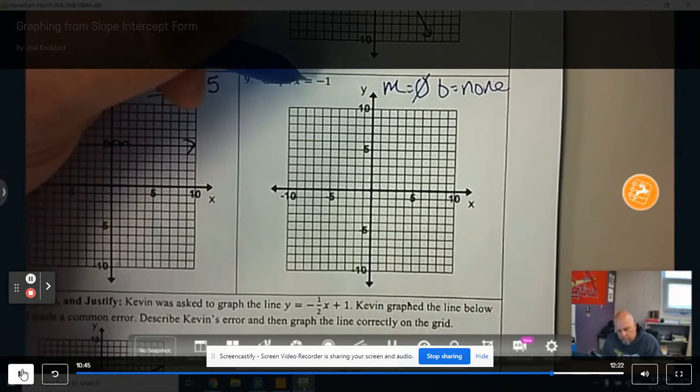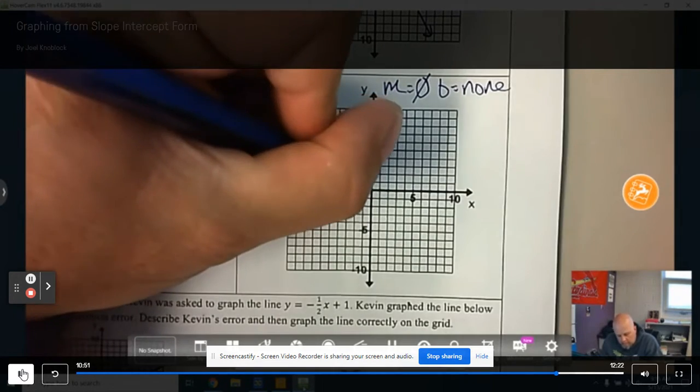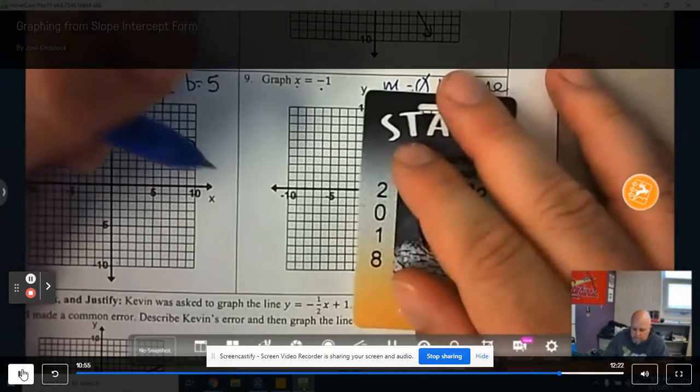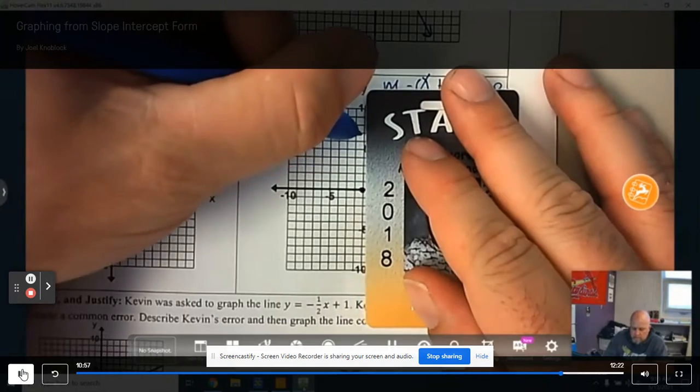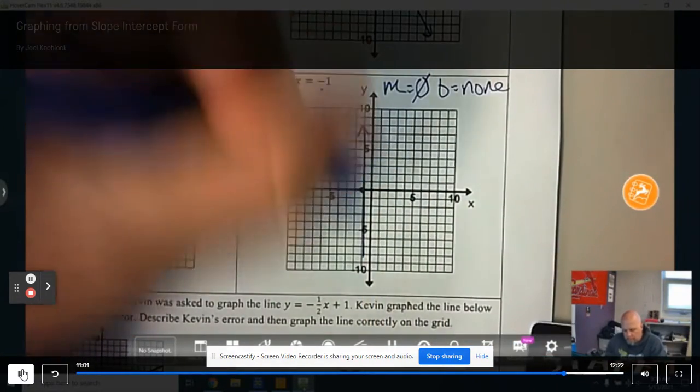Okay, so to graph these, it's really easy. You just go on the x-axis at whatever number it says. So it says x equals -1, so I'm going to put a point on the x-axis at -1. And then we just make a vertical line through that point. Okay, don't forget to put your arrows on the ends.